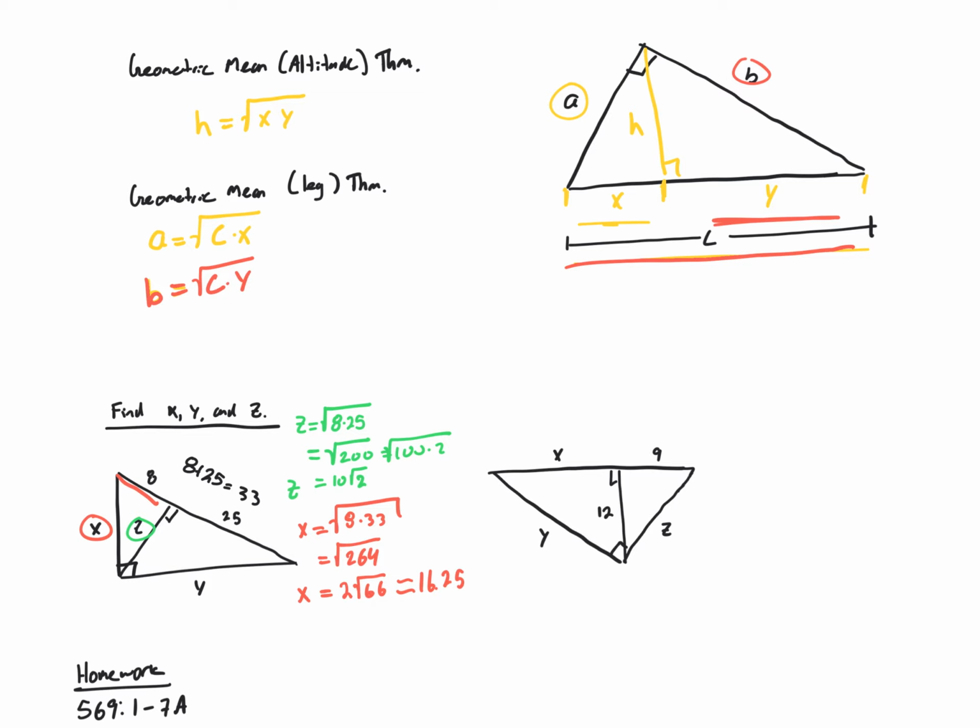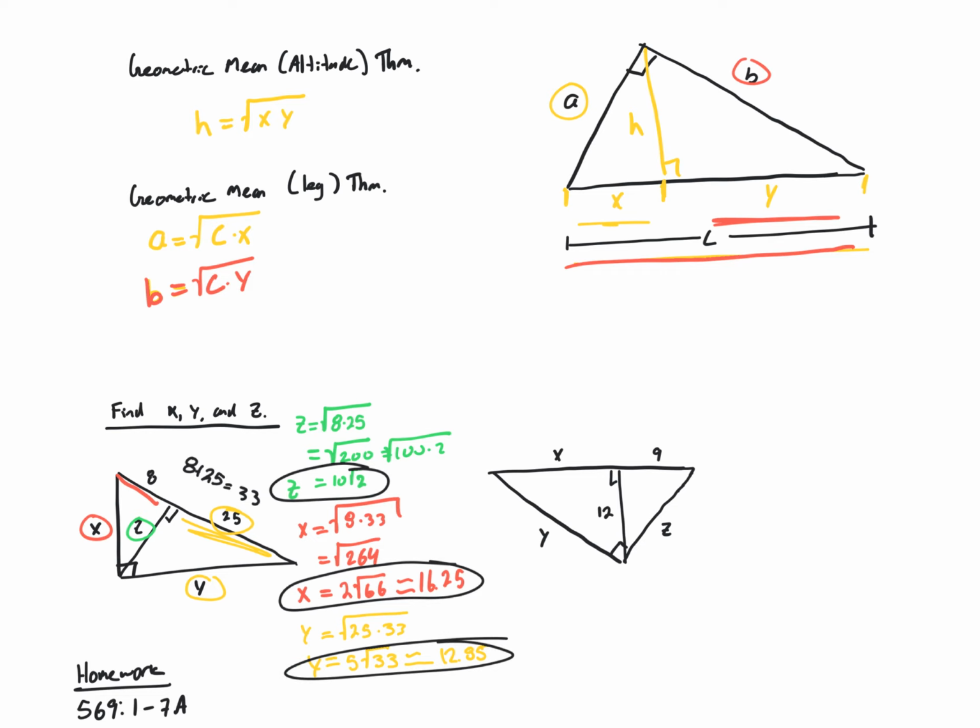And then for y, I'm going to do something similar. For y, it's going to be the square root of 25 times 33, right? 25, this length over here, times the whole length. Well, that's just going to be 5 square roots of 33, which is about 12.85. Okay, so those are my 3 answers. Here's what z is equal to, x is equal to, y is equal to. One more over here.